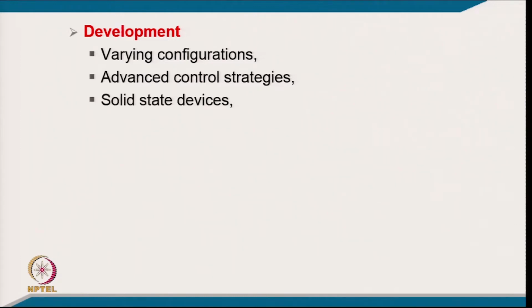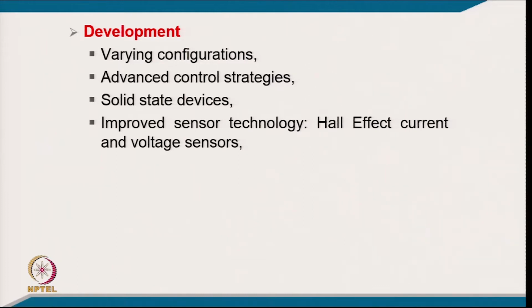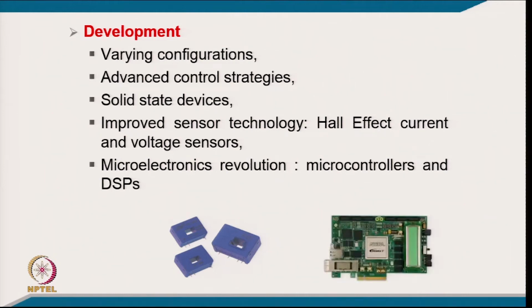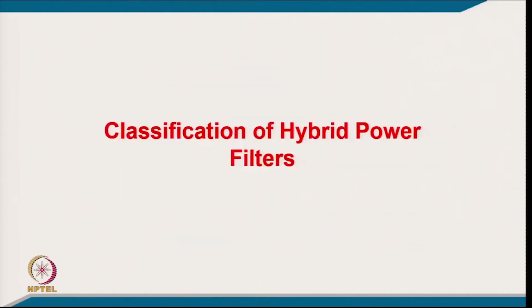And as far as development of this hybrid filter is concerned, they are developed in varying configurations. They use advanced control techniques and different solid state devices. They also use advanced sensors like Hall effect voltage and current sensors, and they use microcontrollers and DSP to implement the control algorithm. These are typical Hall effect current sensors, and this is the kind of DSP board on which these algorithms are implemented through proper software and with the feedback.